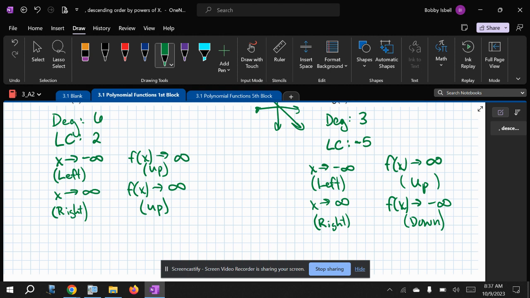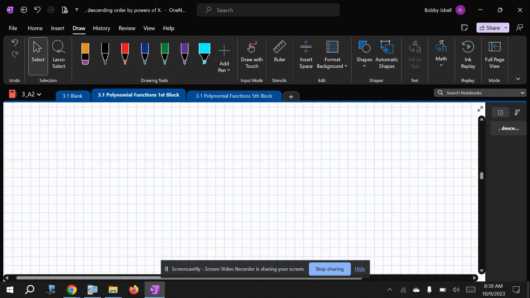If it's positive, it's going to be left side down, right side up. If it's negative, it's going to be left side up, right side down. Learn that rule. That's going to be key to being able to do that.